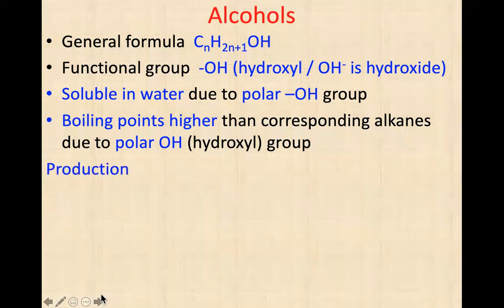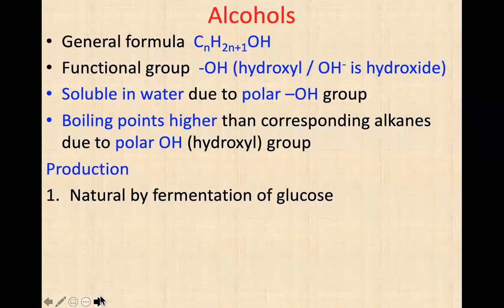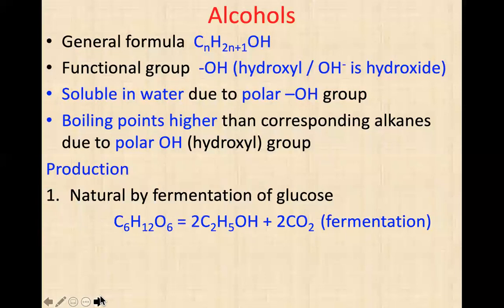How do we make alcohols? Well, we can make them lots of ways. We can make them naturally by the fermentation of glucose. C6H12O6 equals 2C2H5OH and 2CO2. We call this fermentation or anaerobic respiration. The two things are the same. You need to know this equation for biology as well as for chemistry. So it's a good one to learn.